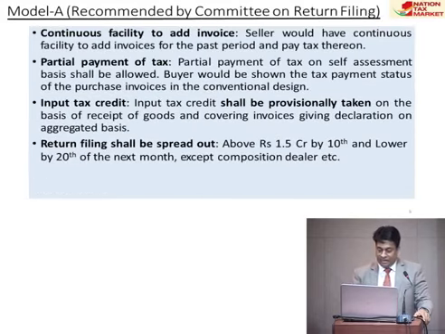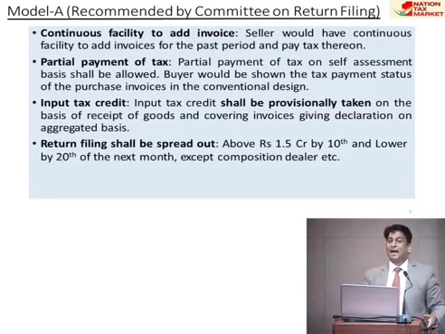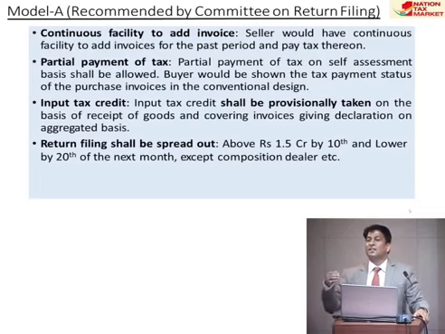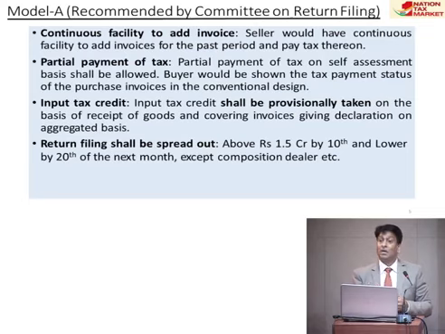Model A further continues: continuous facility to add invoices. So what happens? If the supplier misses uploading any invoice, he can upload it in a subsequent period as well. The seller would have a continuous facility to add invoices for the past period as well. So let's say in the month of July, as per law and as per system, they wanted me to upload all July invoices. But in case I have missed some of the invoices, I can upload them even in the month of August or September. They will create some transition time period. So on my uploading, my tax liability gets created, right? And then you will get the credit. But the question comes, if I don't upload, can you take credit? I will discuss this matter as well.